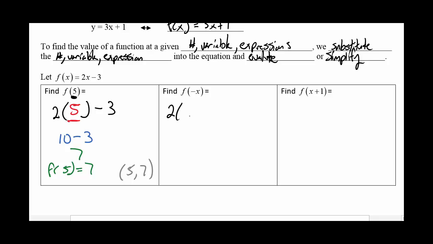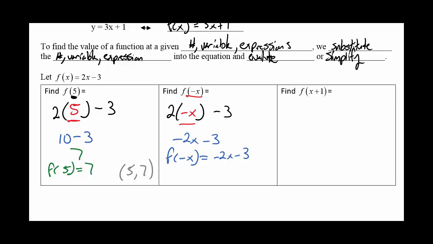So again, I'm going to set it up where I leave a hole, and then I'm going to fill the hole up. So I'm going to write a negative x in there, and then I just have to distribute that. So 2 times negative x is negative 2x minus 3. So f of negative x is negative 2x minus 3. And there we go.